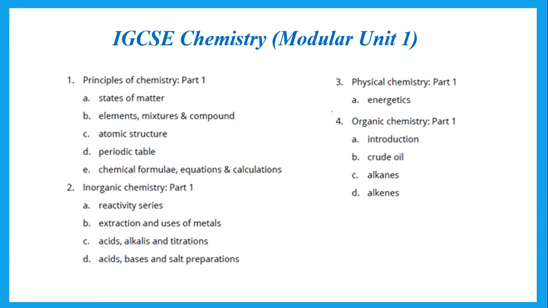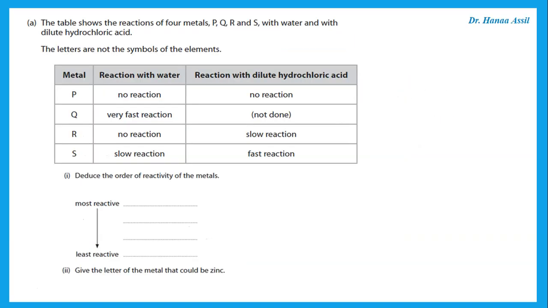I'm going to remind you again that these are the topics included in Unit 1 of the modular system. Remember that the IGCSE Chemistry Edexcel can now be linear or modular. So these are the topics included in the modular unit 1. States of matter, elements, mixtures, compounds, atomic structure, periodic table, chemical formula, equations, calculations, metals, reactivity series, extraction, uses of metals, acids, alkalis, titrations, salt preparations, energetics, crude oil, alkanes, and alkenes.